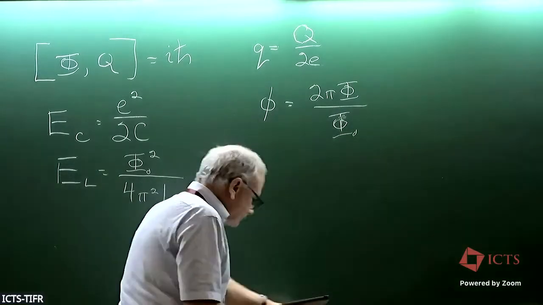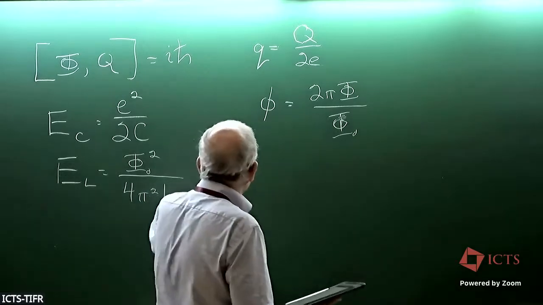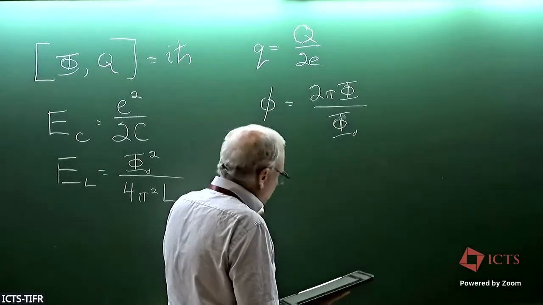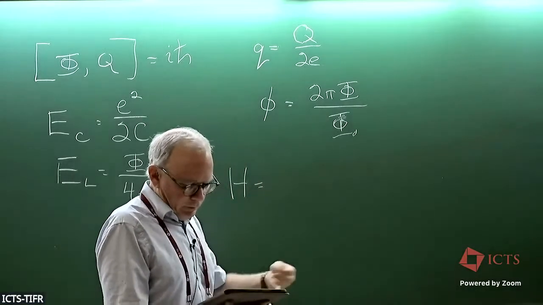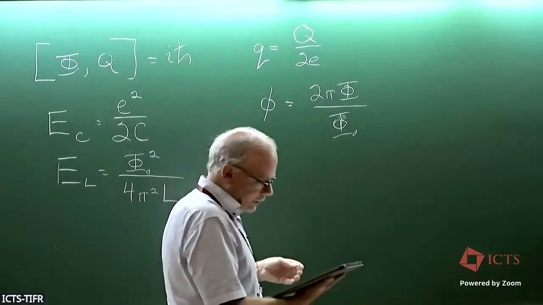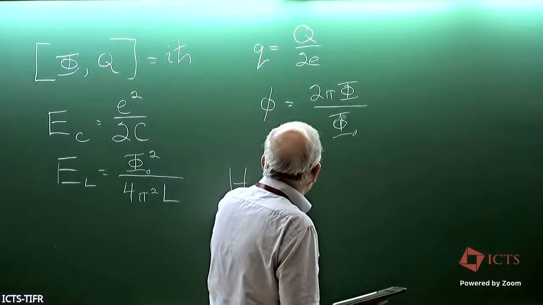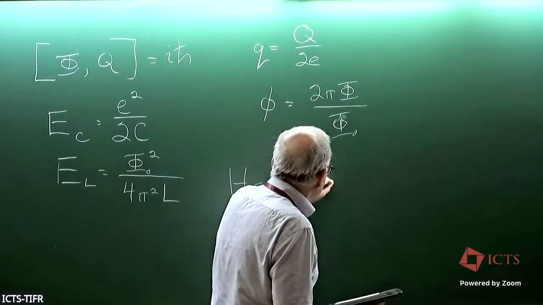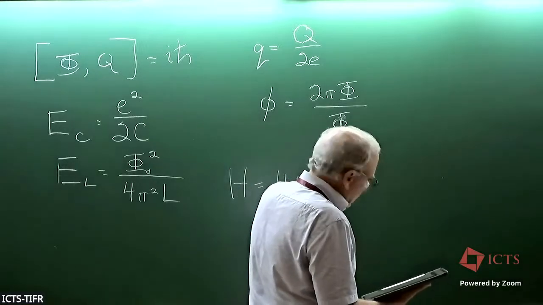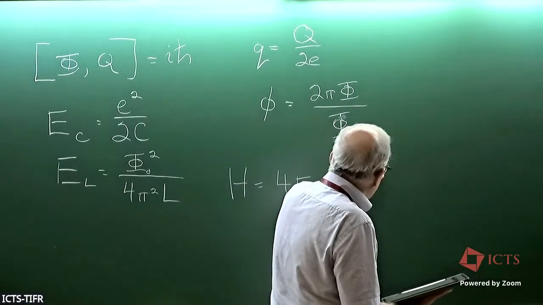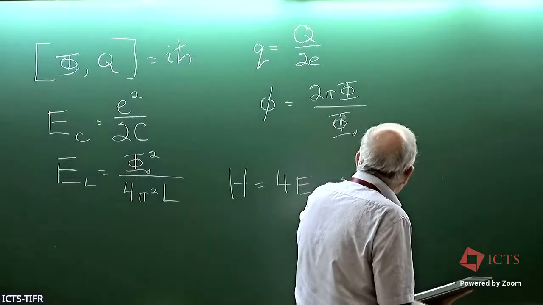Anyway, given that, the Hamiltonian assumes a simple dimensionless form, or a form where the fact that it has units of energy is very manifest. So 4 E_C Q squared, that's the kinetic energy piece, and then plus E_L over 2 phi squared.